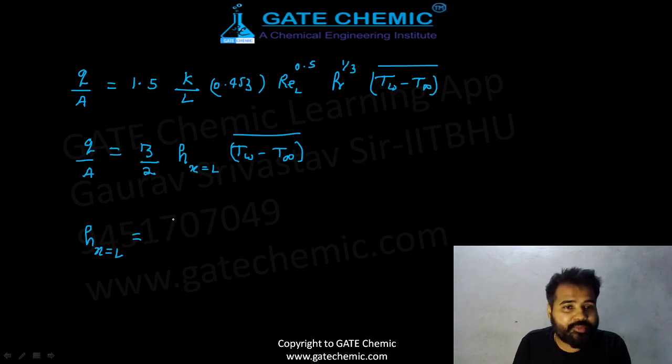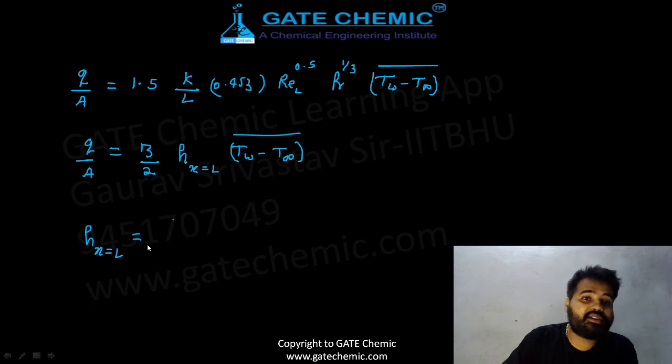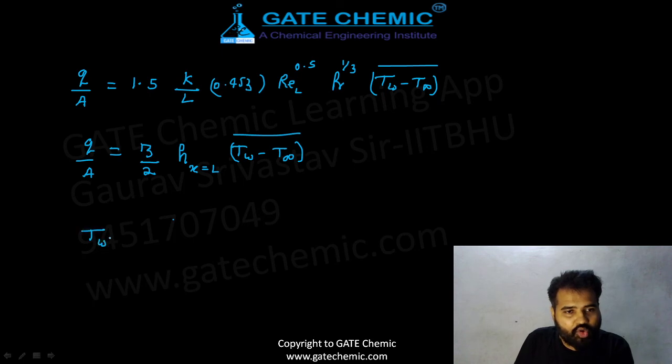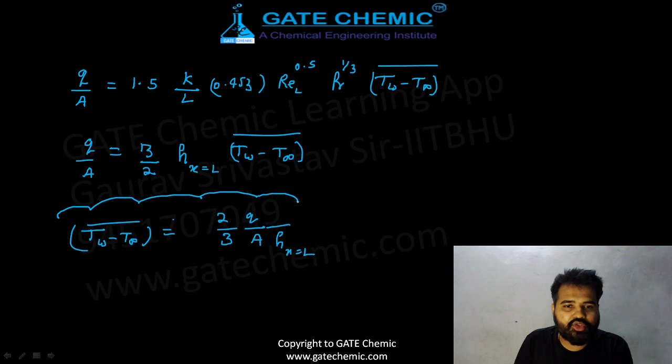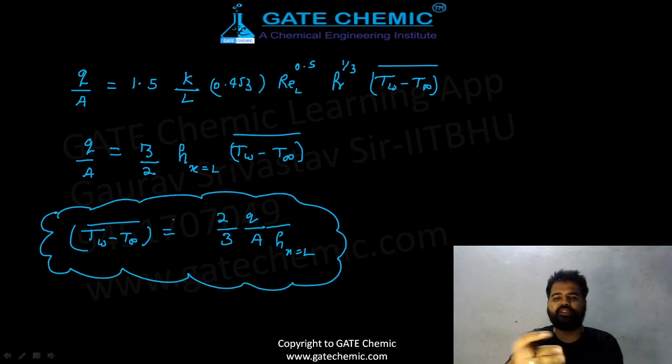Just tell me yes or no. Is it crystal clear? So from here, you can write T_W minus T infinite bar as 2 by 3 q by A into H at x equals to L. This was your formula. What you just calculated at length was this and nothing else. Is it crystal clear, beta? Just tell me yes or no.